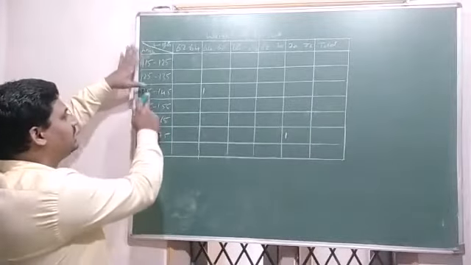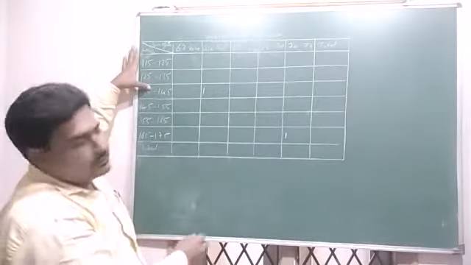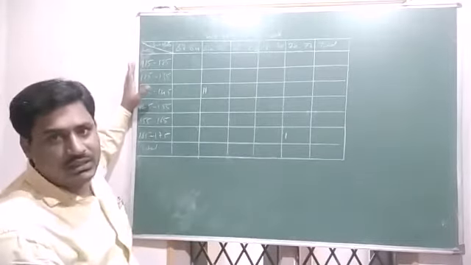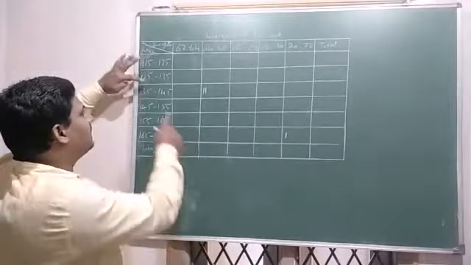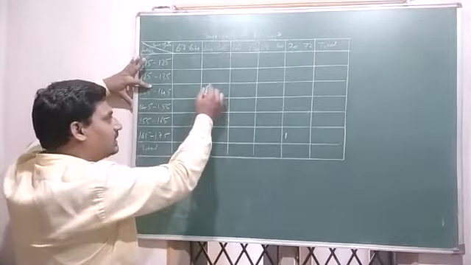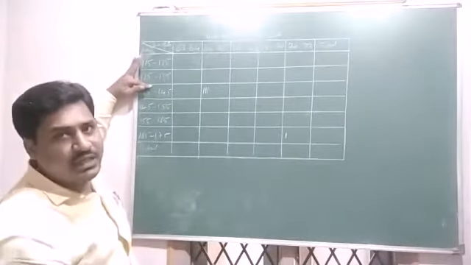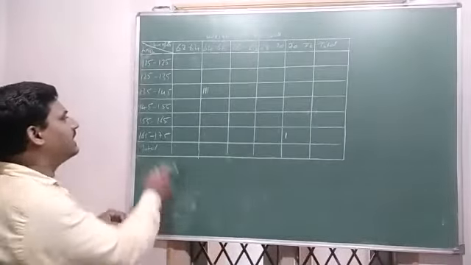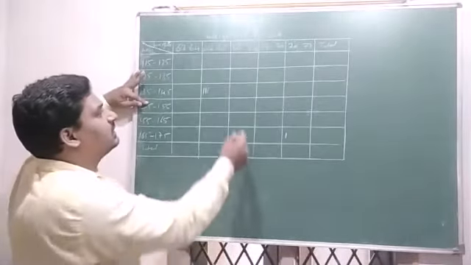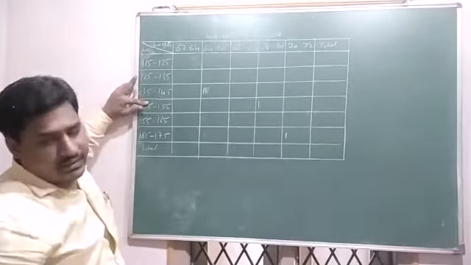So 136 lies in this one, and weight is 65 kg again. So again it lies in the same class. Next 137 and 64. So 137 also comes in this row itself, and 65 kg in this column itself. So same cell again. And next is 148 and 69. So 148 lies in 145 to 155, and weight is 69 kg. So 69 kg lies in 68 to 70. So in this row I mark it.